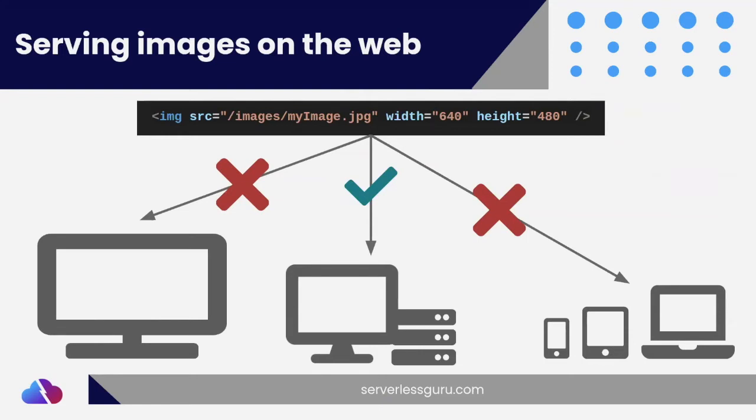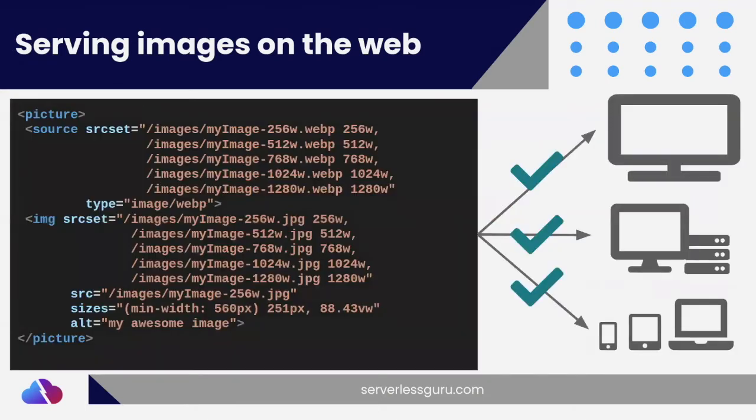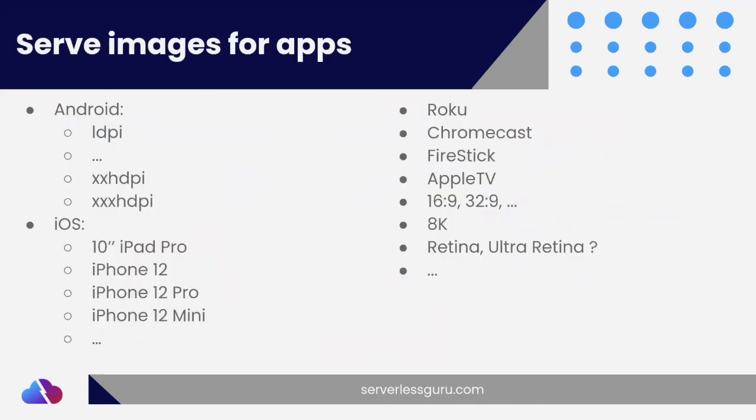So what is the first way of solving that? It's using a little picture tag where you start to put several images, or several sizes of your same image. And that's all nice and neat. It works on all your devices. But now, what happens with a new device?